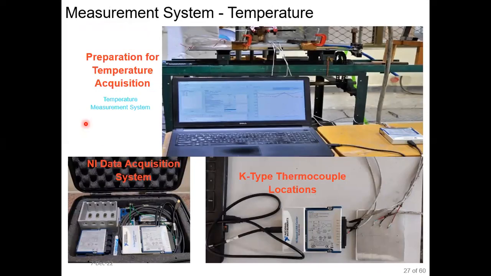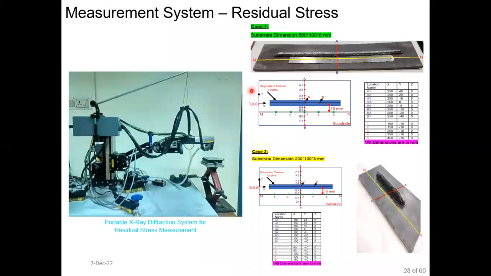And after that, for the measurement of transient temperature distribution, I have utilized an NI data acquisition system, in which a dedicated card is used for the recording of temperature along with these three different K-type thermocouples. And for the recording of temperature into a computer, I have used MATLAB software. After that, for the recording of residual stress at various locations, I have utilized this portable X-ray diffraction system.